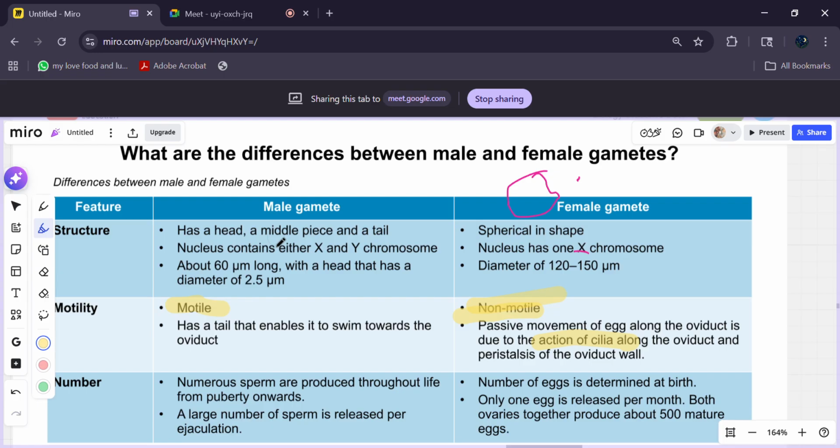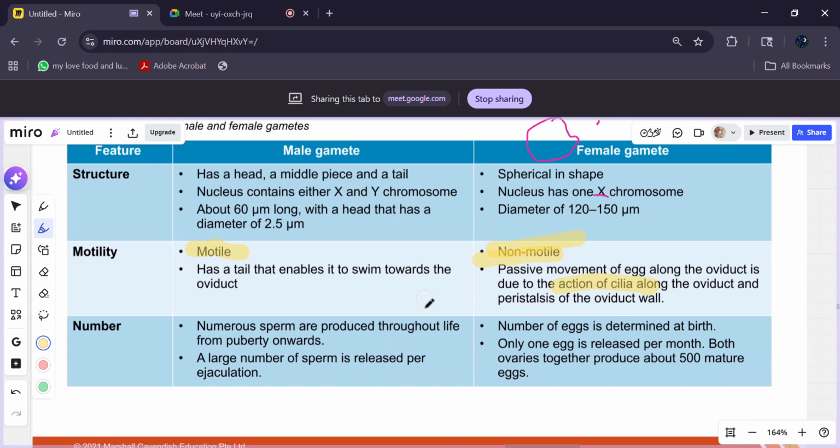But for the female, the number of eggs is determined at birth. So the moment you're born, the amount of eggs you will carry throughout your life has already been calculated. And only one egg is released per month. This is because of the menstrual cycle. Both ovaries together produce about 500 mature eggs, and the eggs stop being produced the moment a person reaches the age of 45 to 55.